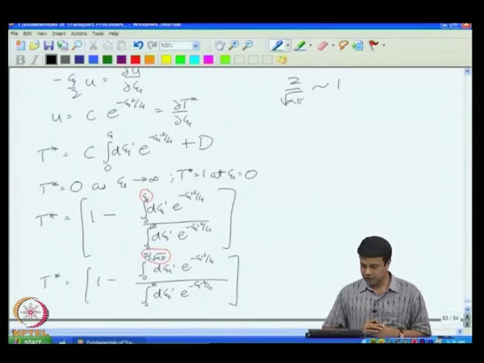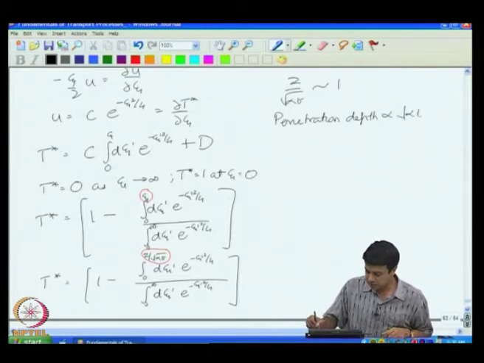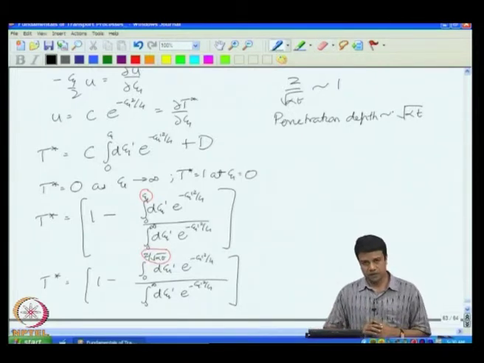Therefore, the penetration depth in this case is proportional to the square root of alpha times t. It goes as square root of alpha times t. So, the penetration depth is increasing as square root of t as time increases.